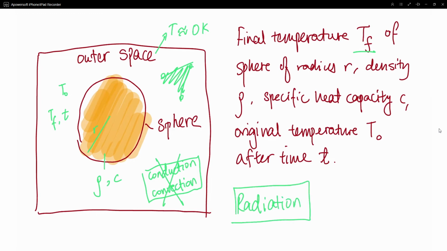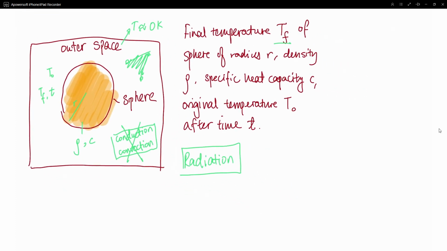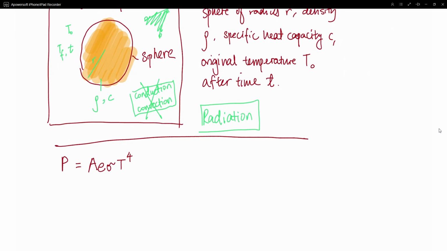Okay, so let's start with some equations. First of all, the equation for radiation is going to be that the power is surface area times epsilon sigma T to the power of 4. So this is the Stefan-Boltzmann Law. Power is simply the change in energy per unit time. A is just the surface area.